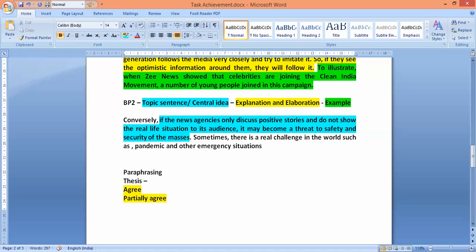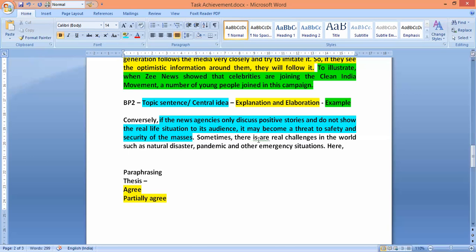Sure, why not? So flood, earthquake, all those come under that. Natural disaster will cover everything. So I wanted to use some word that I can use for other emergency situations, so it doesn't clash with natural disaster. Natural disaster is different, like a flood, earthquake. Since all those things come under this category, there is another situation. Sometimes there are real challenges in the world, such as natural disaster, pandemic, and other emergency situations.